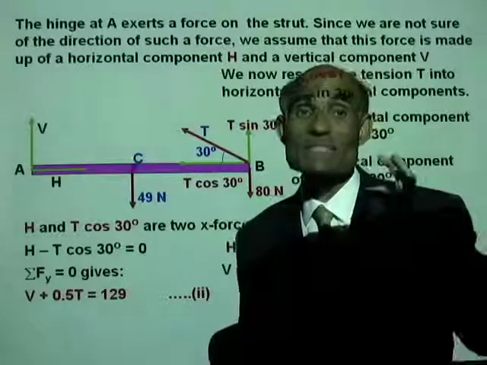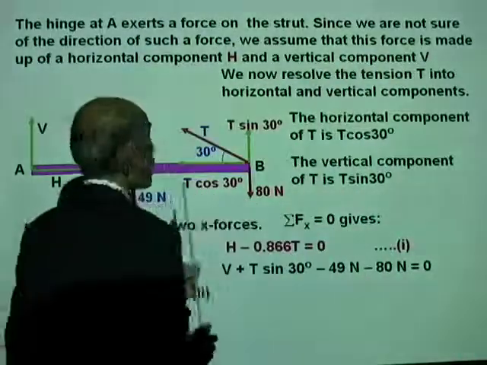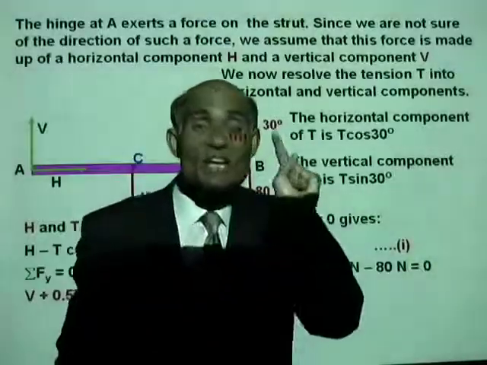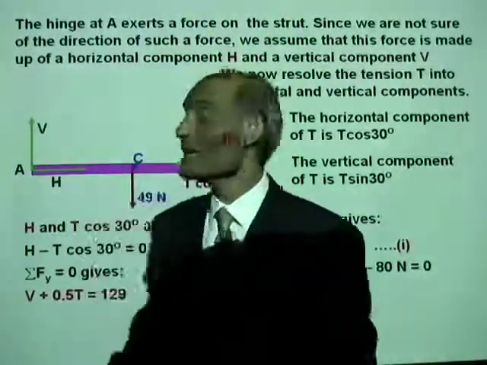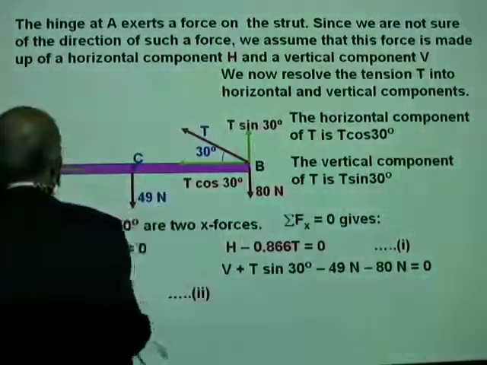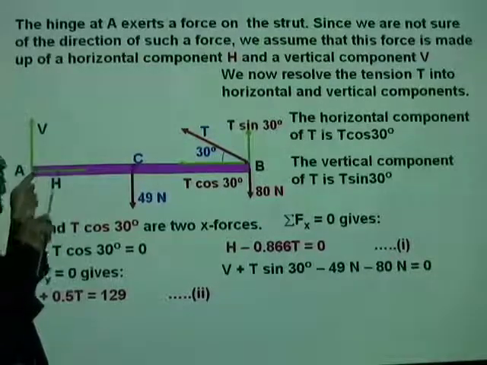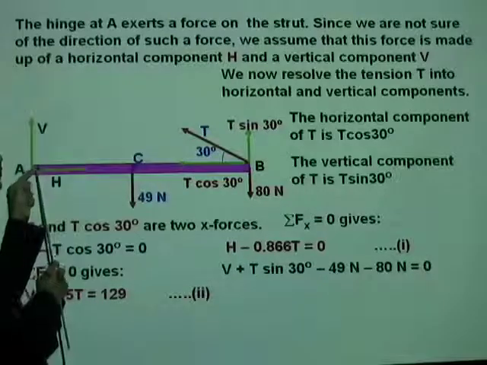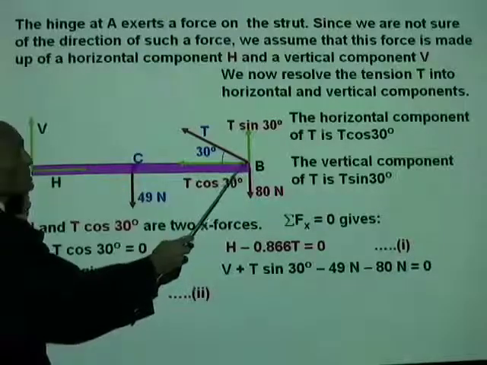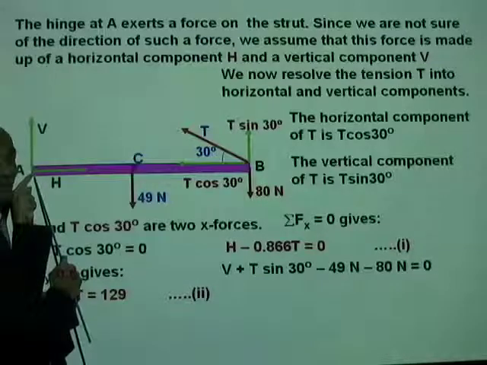It's going to come from summation tau equal to 0. In other words, we take the torques of all these forces about any convenient axis. Tell me, give me a point which is the most convenient. I want you to watch here. Watch this point A. The force H passes through A. The force V passes through A. And watch this. The force T cos 30 degrees also passes through A.